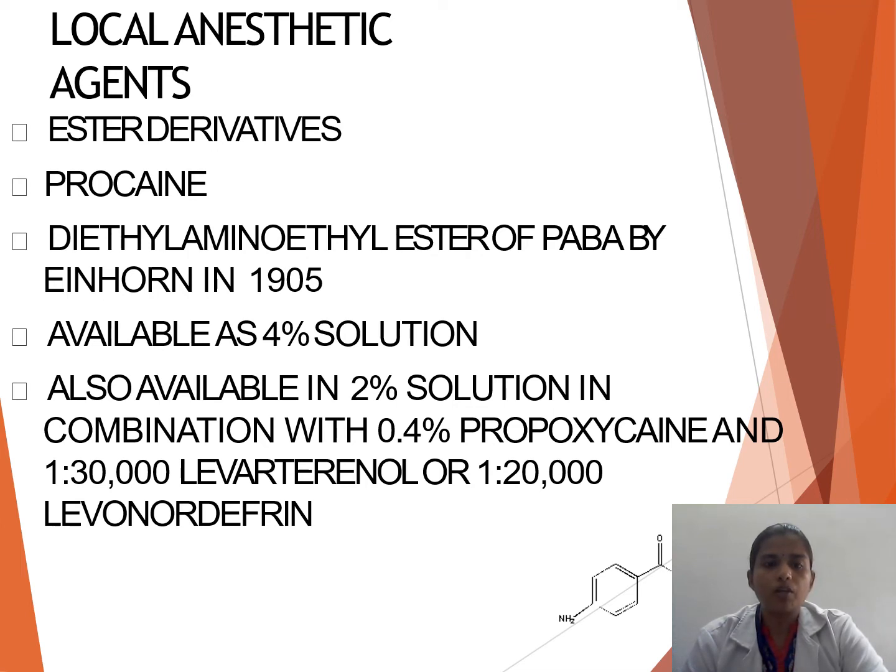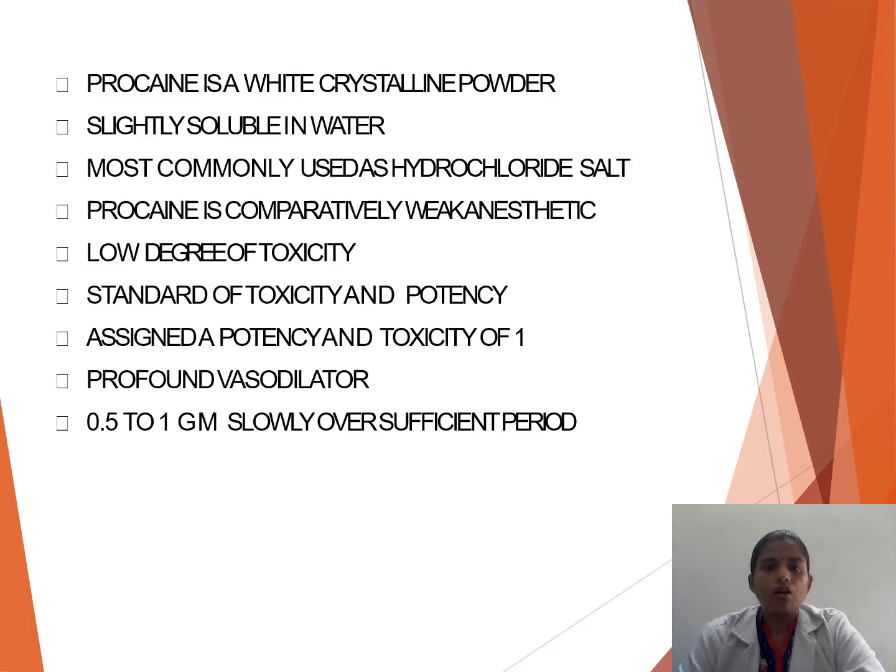Example, procaine. It is diethylaminoethyl ester of para-aminobenzoic acid, discovered by Einhorn in the year 1905. It is available as a 4% solution. It is also available as a 2% solution in combination with 0.4% propoxycaine and 1:30,000 levonordefrin or 1:20,000 levonorepinephrine. Procaine is a white crystalline powder slightly soluble in water, most commonly used as hydrochloride salt. Procaine is a comparatively weak anesthetic of low degree of toxicity. It is the standard of toxicity and potency, assigned a potency and toxicity of 1.